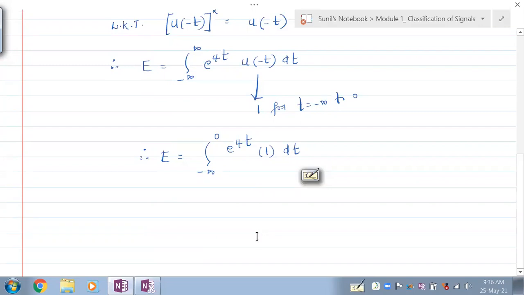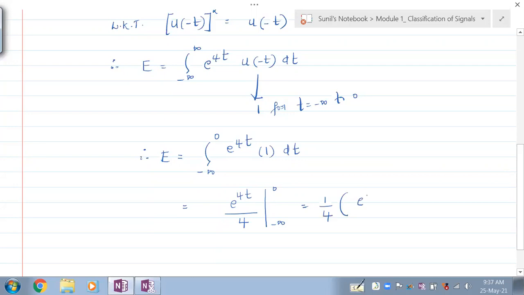Understand that? Okay, so now what we need to do after this is integrate. So let's integrate. What is the integration of e power 4t? It's e power 4t divided by 4. Okay, and the limit of integration needs to be applied here. You can keep 1 by 4 out and apply this.